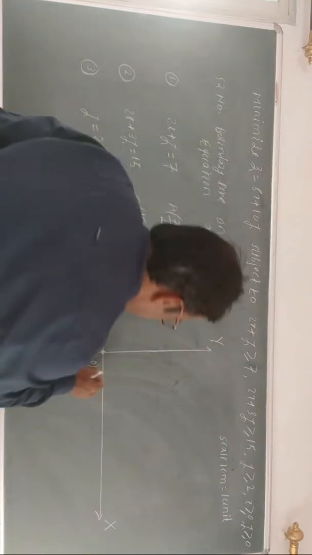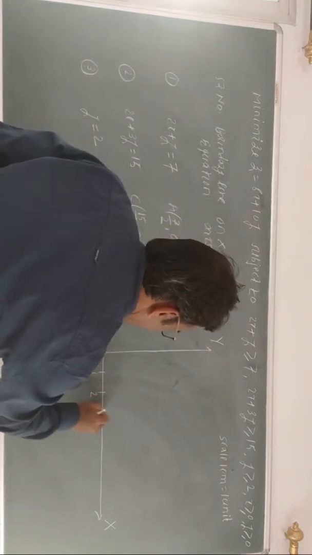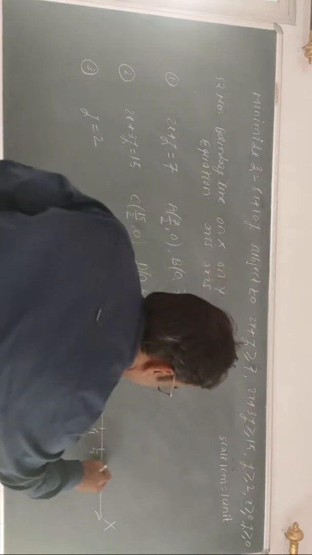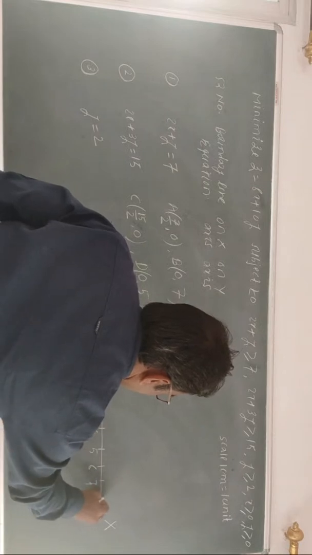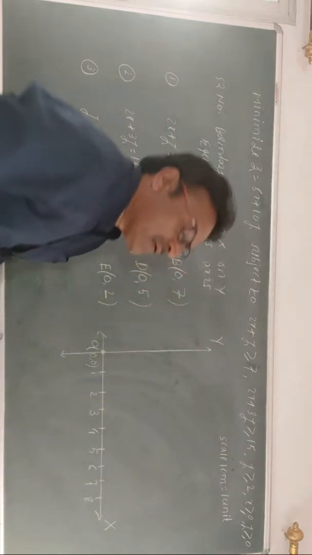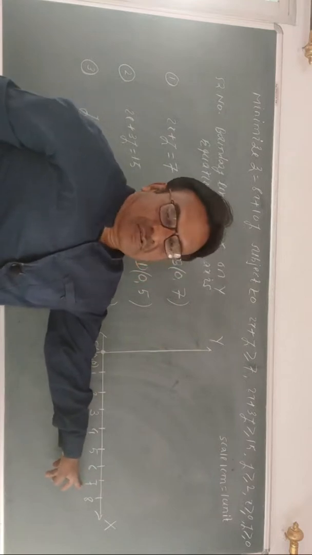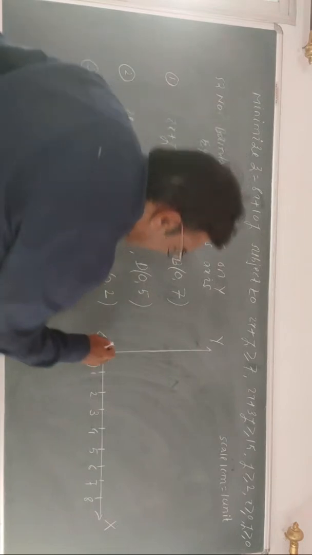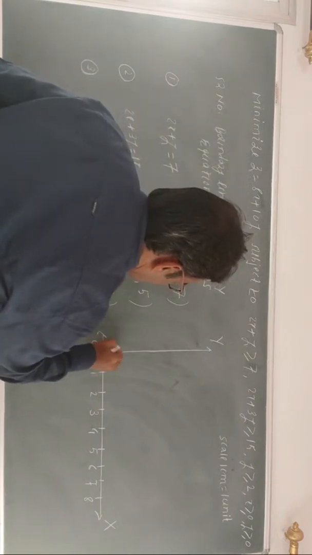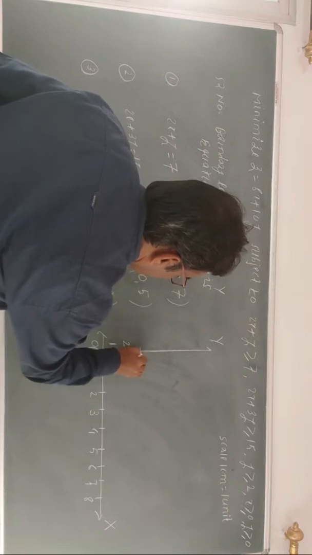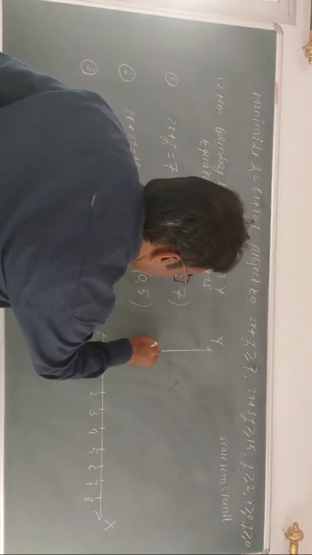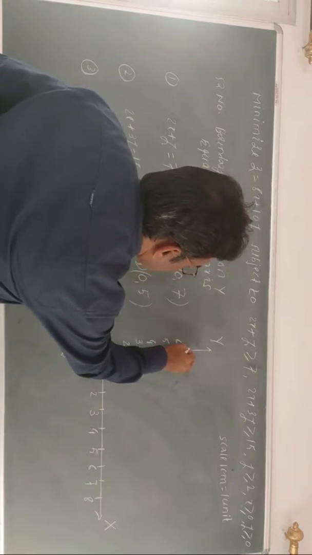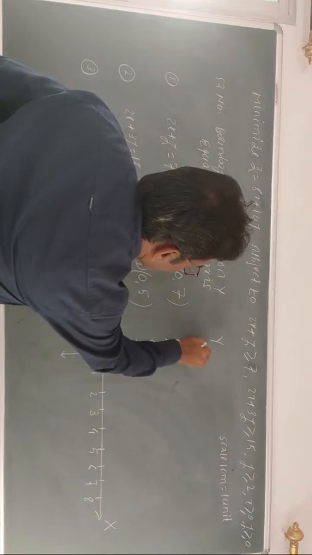So we write here 1, 2, 3, 4, 5, 6, 7, 8, because the maximum coordinate here is 7.5, so we write the scale up to 8. Similarly, we write on the y-axis, 1, 2, 3, 4, 5, 6, 7, 8.